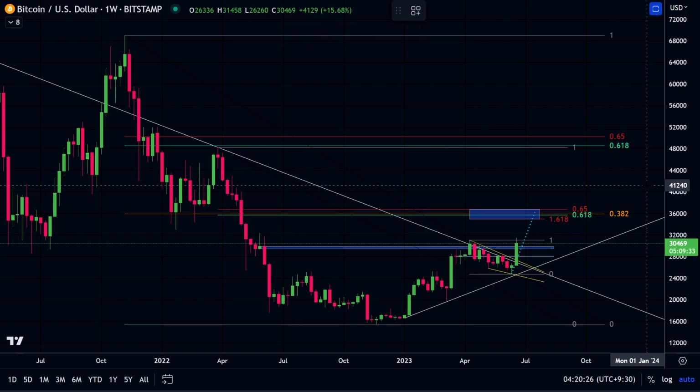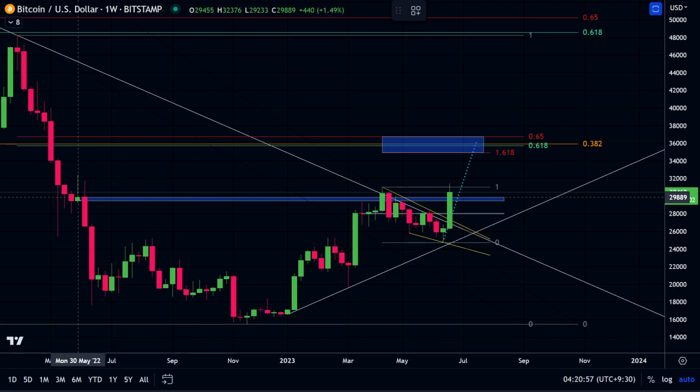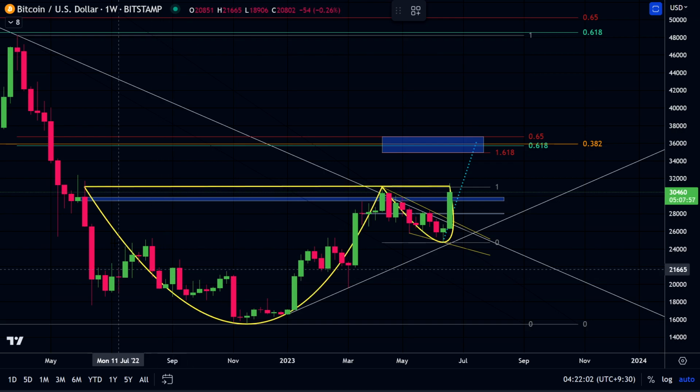Looking at a longer term target, we have the golden pocket all the way up here. I think this is an eventual target that we may reach towards the end of the year. This golden pocket is at 48.4K to 50K. And we can look at another charting pattern here that validates that area. Basically, we have a big cup and handle pattern here. I'll just draw that in. We can see this giant cup. This is the handle. This is a cup and handle pattern.